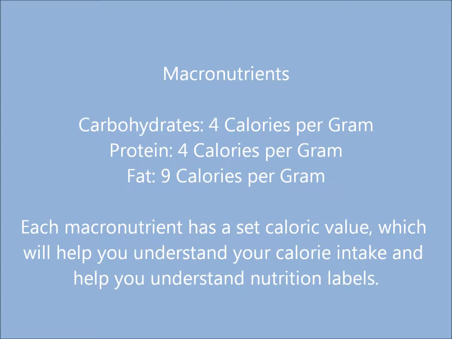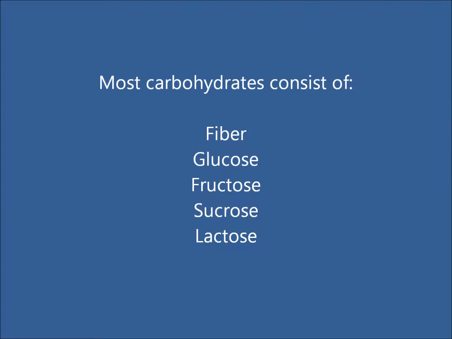Basically, carbohydrates have about 4 calories per gram. So that'll help you understand your calorie content. Each macronutrient has a different set calorie amount. So carbs are going to have about 4 calories per gram, which helps you understand your calorie intake. And your carbs are typically going to be your glucose, fructose, sucrose, lactose, fiber, etc., because there are different forms of carbs.